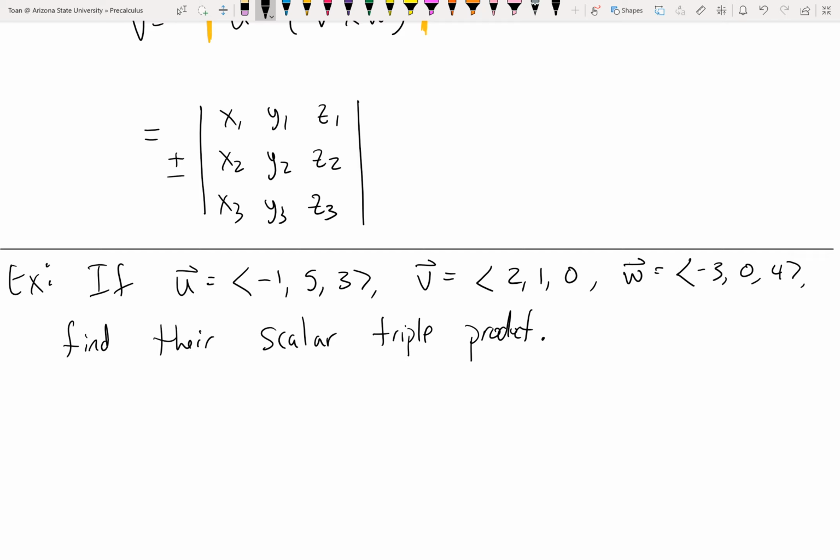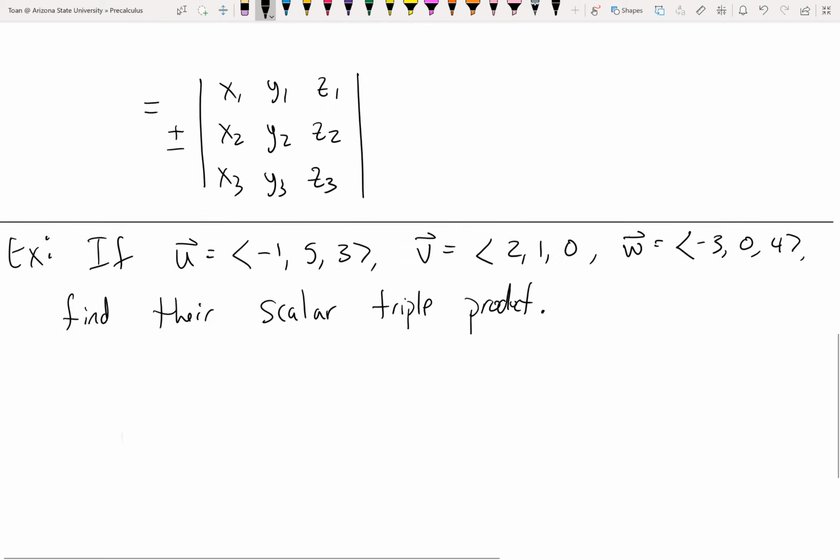Notice it doesn't say find the volume of the parallelepiped, it just says find the triple product, which means if your answer is negative, leave it as negative. If your answer is positive, leave it as positive. So you've got to be very careful of the instructions. If they ask for volume, volume is always positive. If they ask you for the scalar triple product, it is what it is. Positive or negative, you keep it as is.